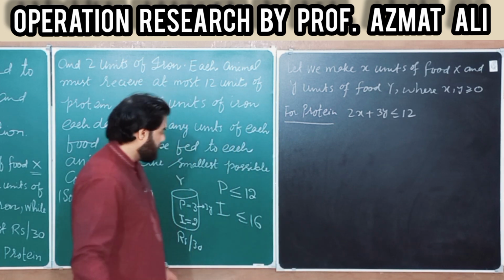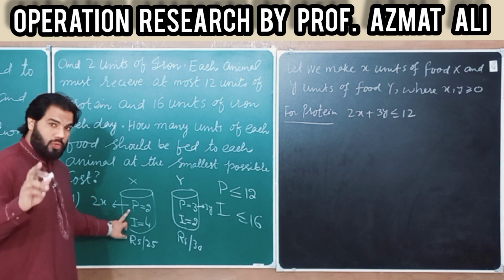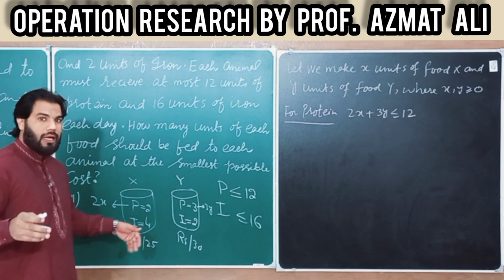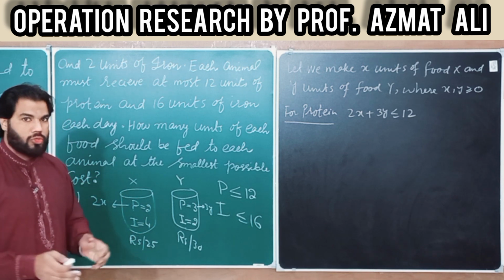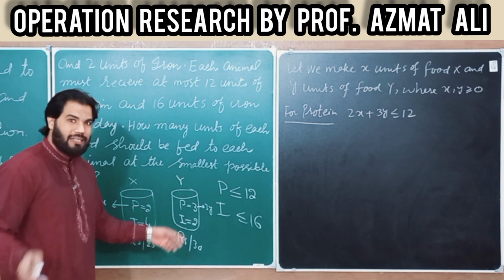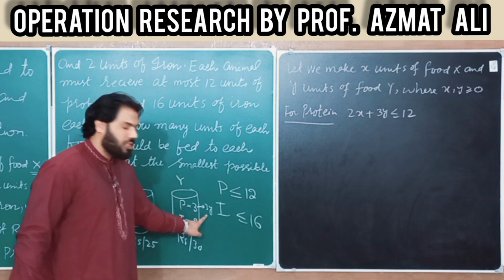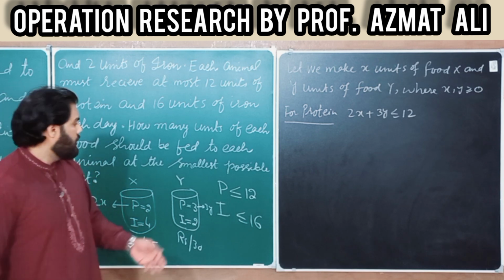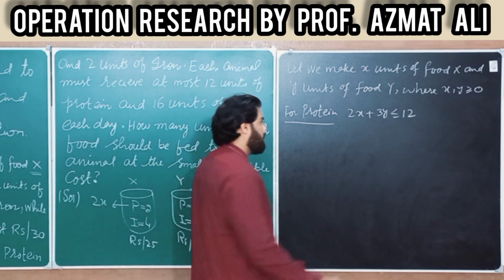Again I repeat, per unit of food X contains 2 units of protein. I am making x units of food X, so in x units the number of protein will be 2x. Similarly, in y units of food Y, there will be a total of 3y protein. So the total protein in both foods will be 2x plus 3y, which cannot be greater than 12. That is, 2x plus 3y less than or equal to 12.